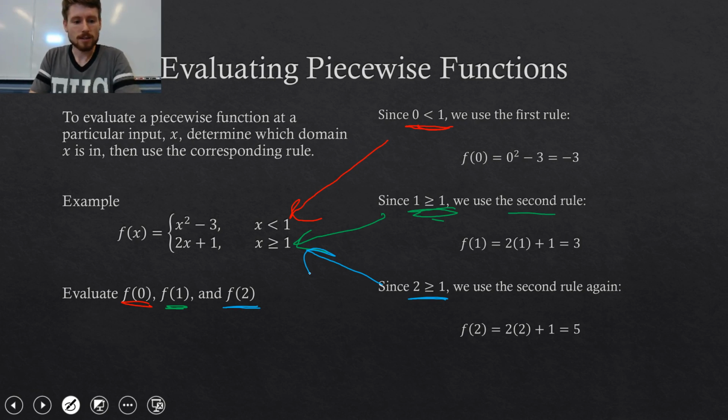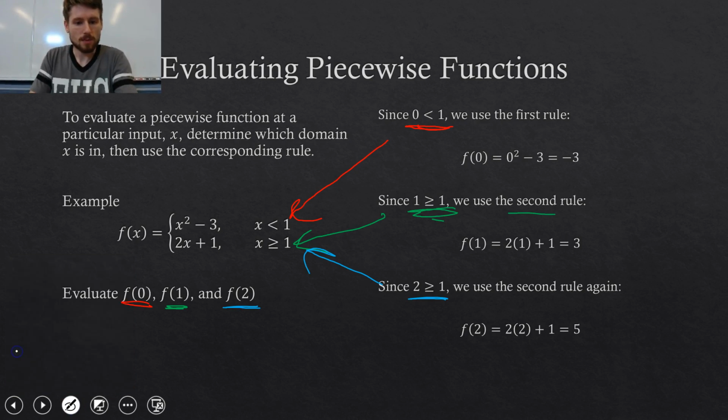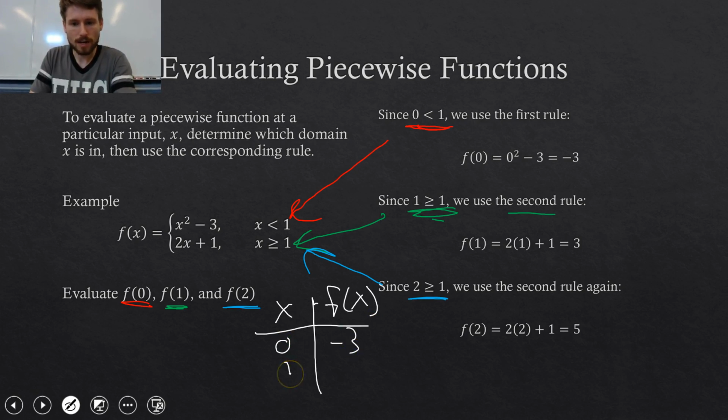So we could make a table if we were interested in. We could start to sketch the graph out, but our table would look like this. Here are our x's, here are our f of x's, and when we plug 0 in, we get -3. When we plug 1 in, that gives us 3, and when we plug 2 in, that gives us 5, okay? So you could make a table, and you can draw a graph from this, okay?